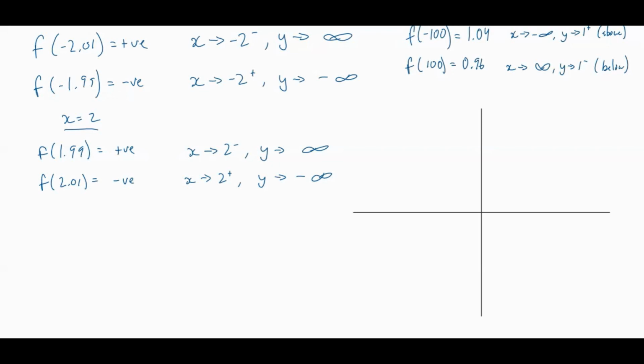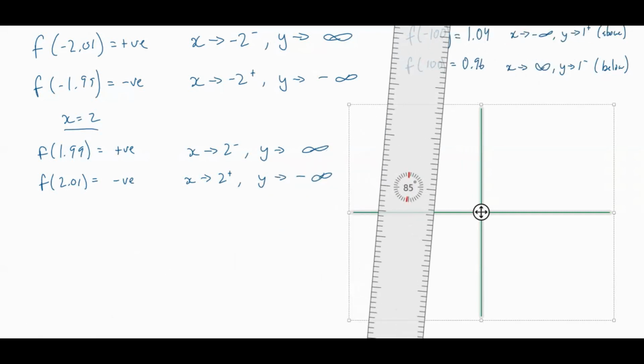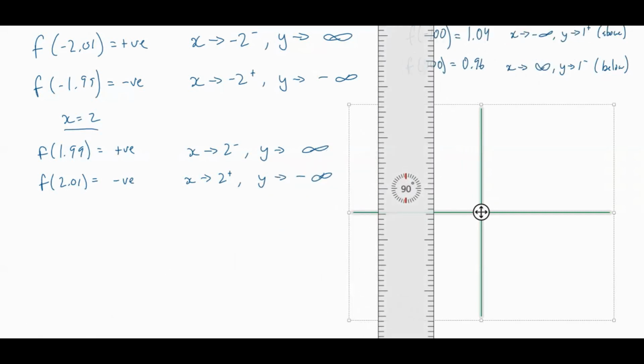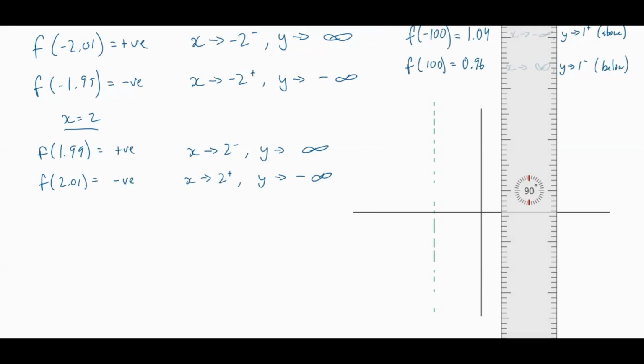Okay, so first I'm going to mark everything on the graph, which is things like asymptotes and x and y intercepts. So in this case, we have asymptotes at positive 2 and negative 2, vertical asymptotes. You should use a ruler for your asymptotes.